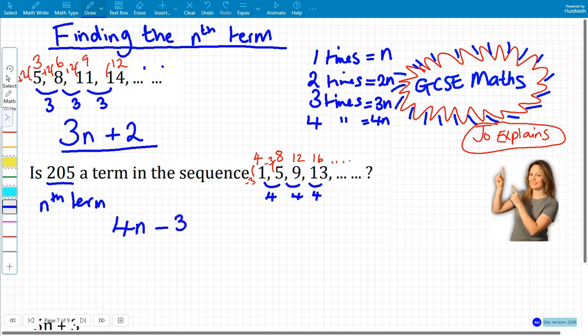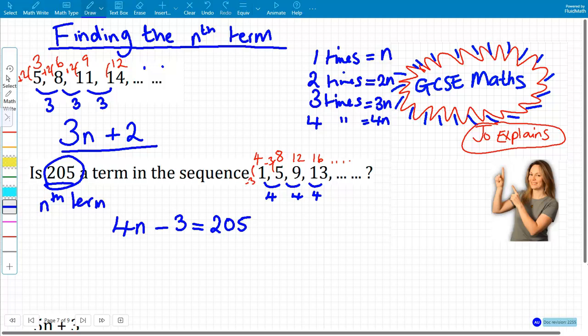But that's not what it's asking us to do. It's asking us to see if this number is in the sequence. Well, if it's a number in the sequence, then n will be a whole number because n represents each place in the sequence. The first place, second place, third place, fourth place. So it can't be a half, it can't be a decimal basically. So if 205 is in the sequence, then 4n minus 3 equals 205 will give a whole number for n. So we're going to see if we can figure out if it's a whole number.